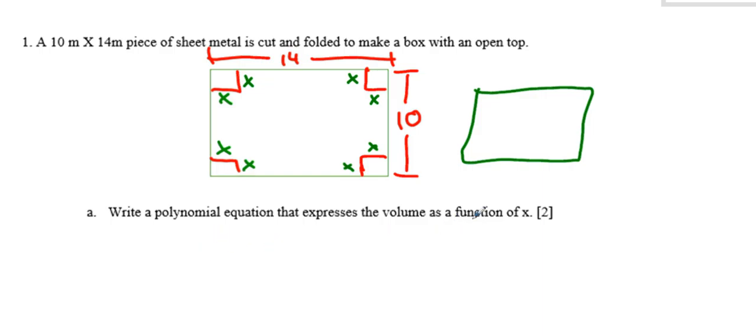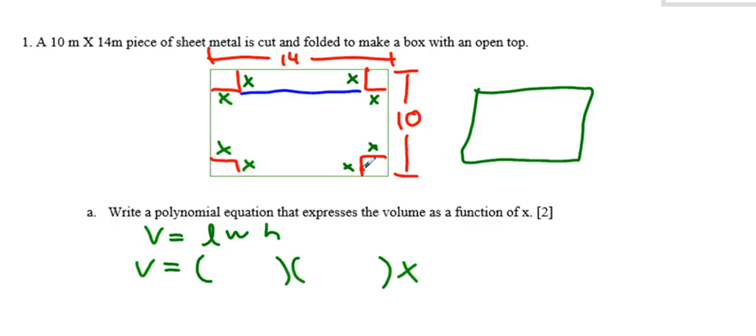So if we're finding volume, which is length times width times height, I just said that the height is X. So it's going to be length times width times height, which is X. Now, this little rectangle I drew over here is actually going to have these measurements. This blue line is the length of the rectangle, of the box with the folded up sides.